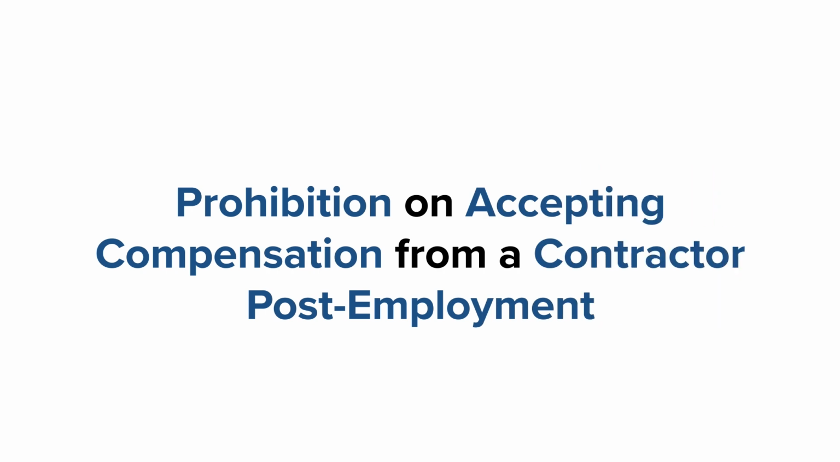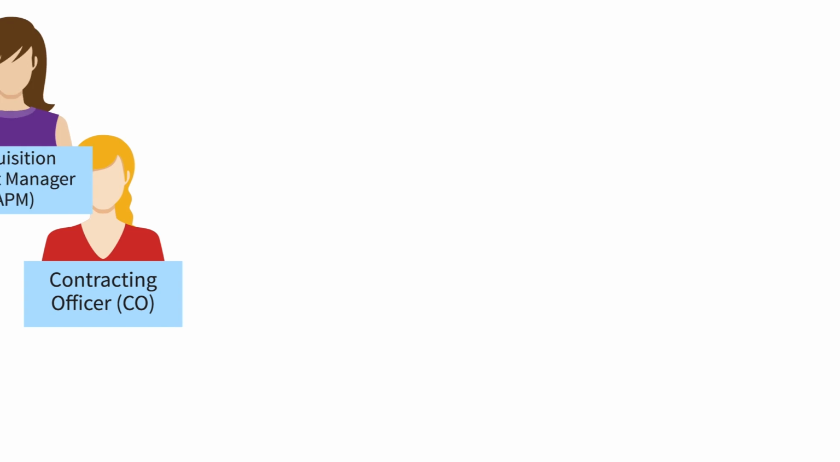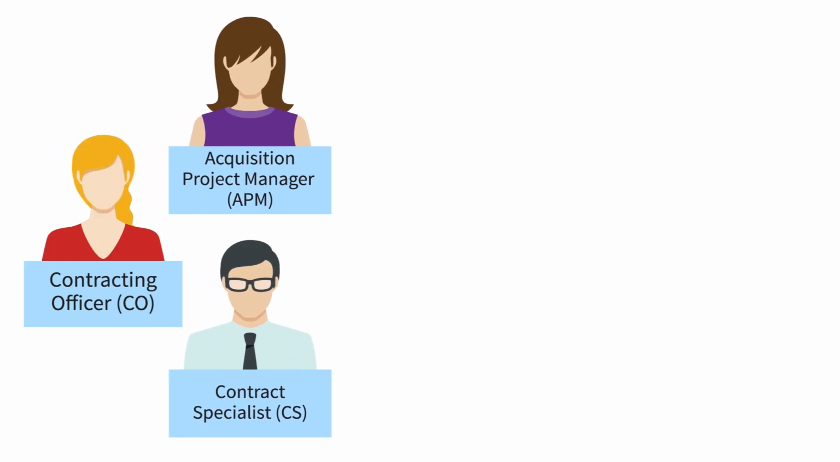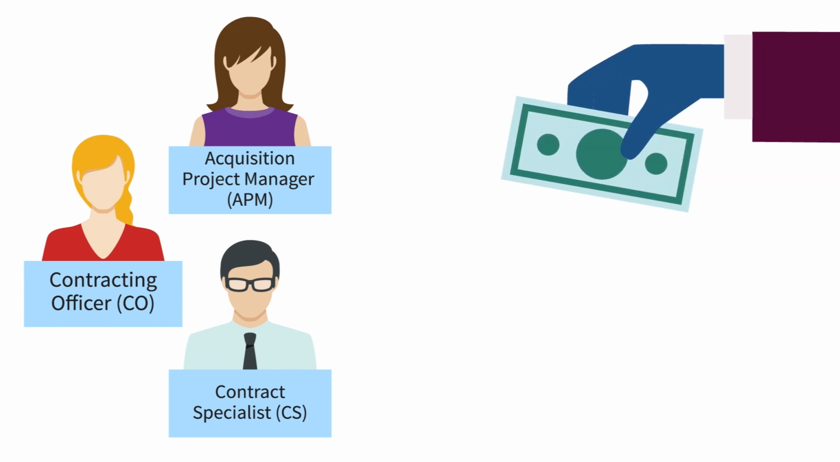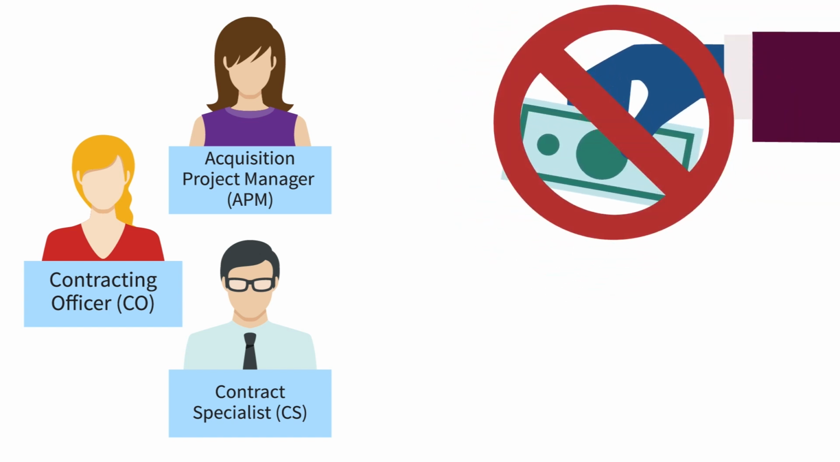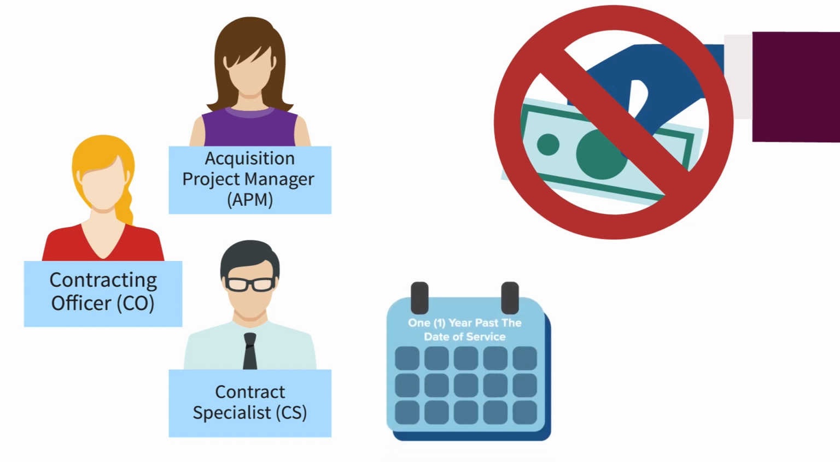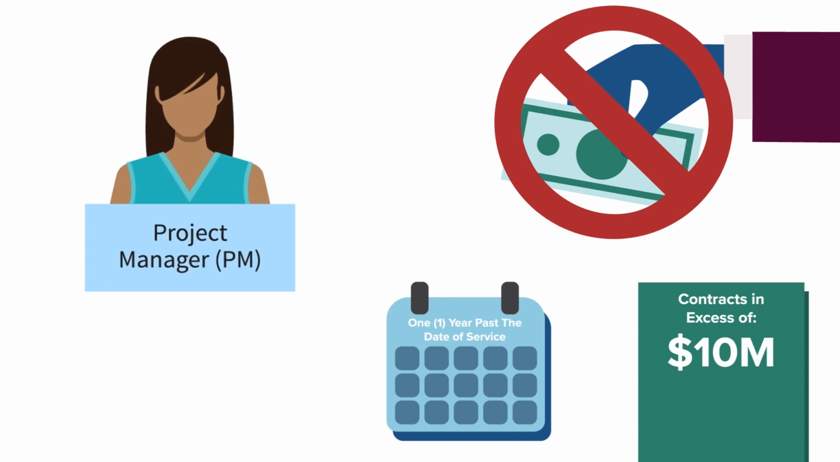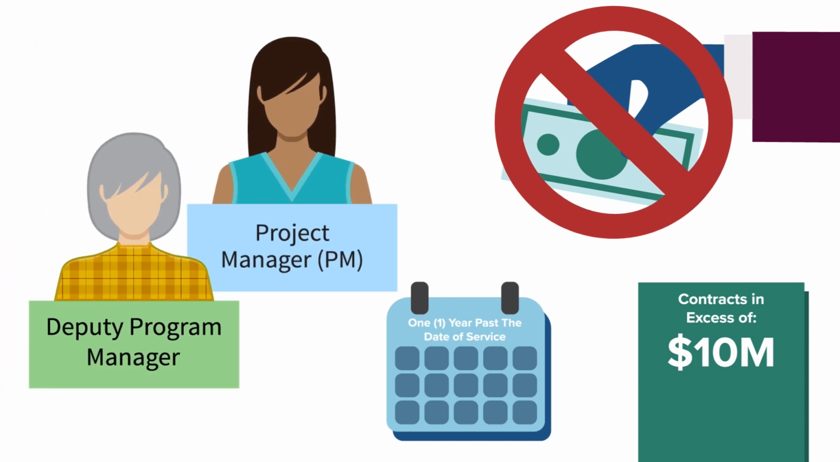Prohibition on accepting compensation from a contractor post-employment. If you served as the procuring CO, the source selection authority, or a member of a source selection technical evaluation board at the time of selection of the contractor or the award of the contract, you may not accept compensation from a contractor as an employee, officer, director, or consultant for a period of 1 year after the date of service for contracts over $10 million. If you served as the program manager or deputy program manager for a contract in excess of $10 million, you also may not accept compensation from a contractor as an employee, officer, director, or consultant for a period of 1 year after the date of service.